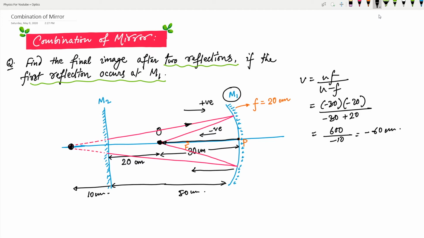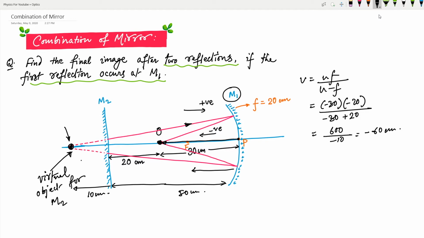Once this is clear, the next concept that you need to understand is that this image will act as a virtual object for mirror 2. Why virtual? Because the object is behind the mirror. Since the image is formed behind the mirror M2, we say that this image will act as a virtual object for M2.